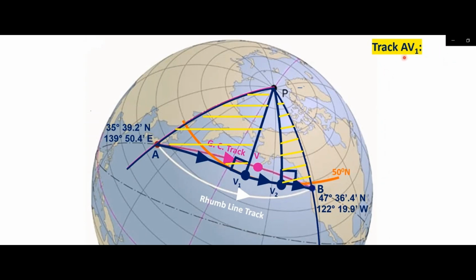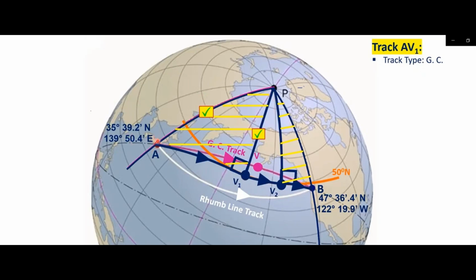See on the screen, let's analyze track AV1. How do we calculate all these things now? To calculate track AV1 distance and course and other things, what is the type of the track AV1? Obviously GC, as already explained. We know this side. Why? Because we know the limiting latitude, that is the latitude of V1. We also know this side PA. Why? Because we know the latitude of point A.